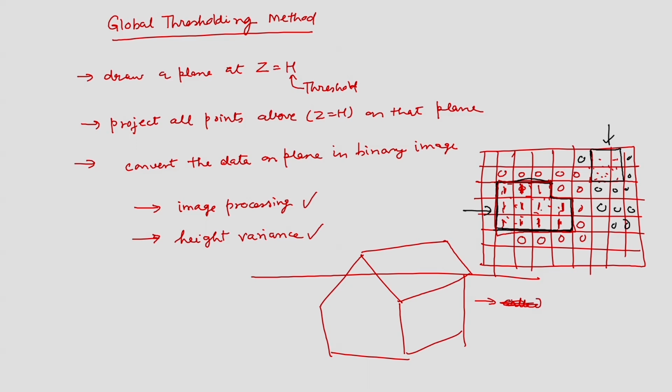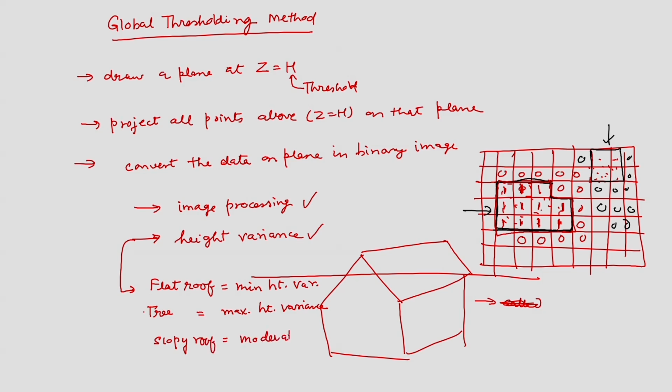I would like to tell you one thing here. When we calculate the height variance, you should know that for flat roofs, we have minimum variance. For trees, we have maximum height variance. Then what about the slopy roof? We have some moderate variance, that means in between the maximum and the minimum value. So, we should understand this information. In such cases it fails.